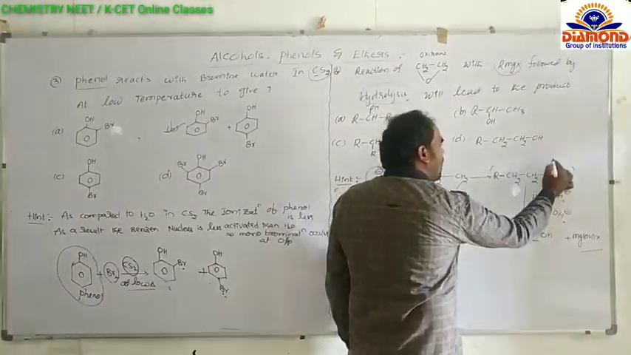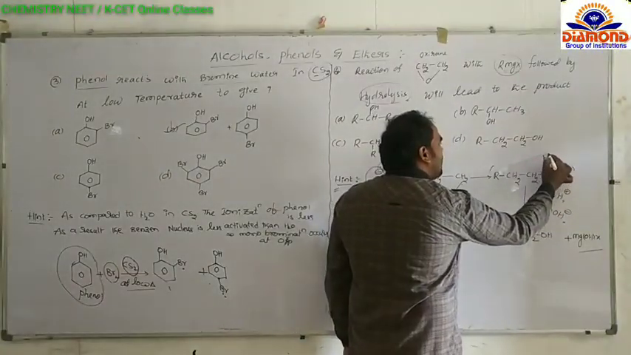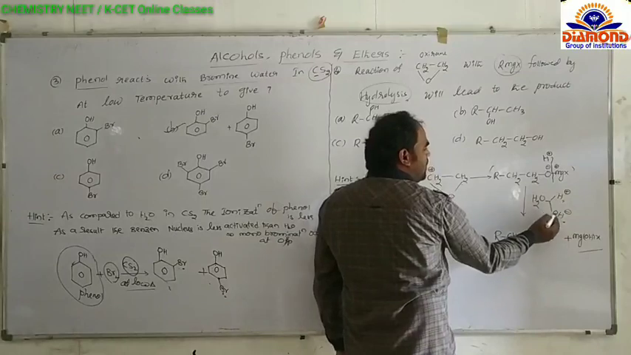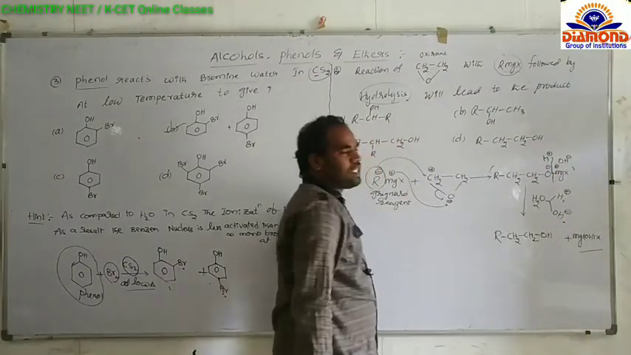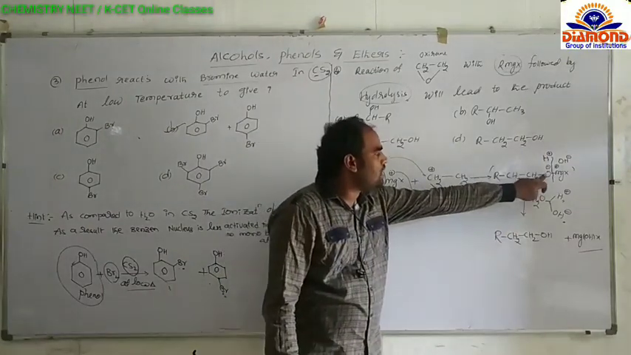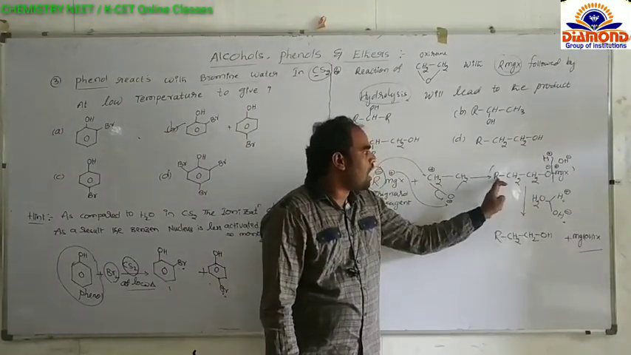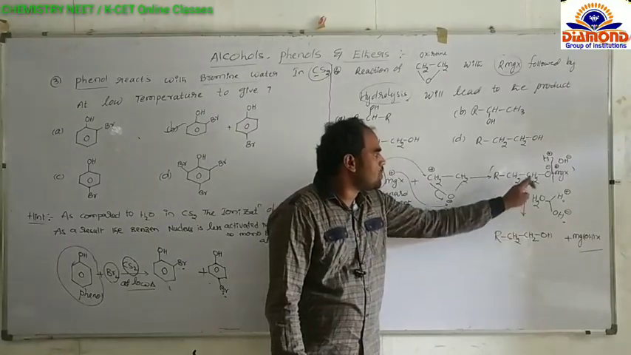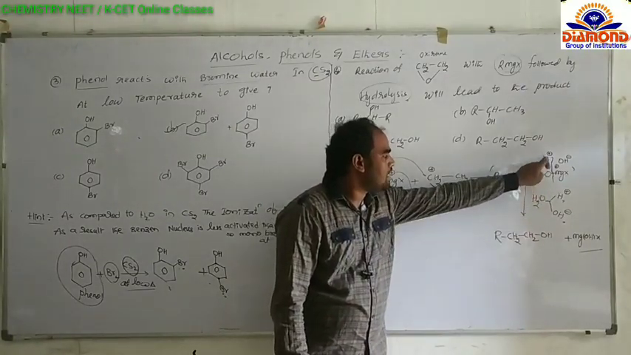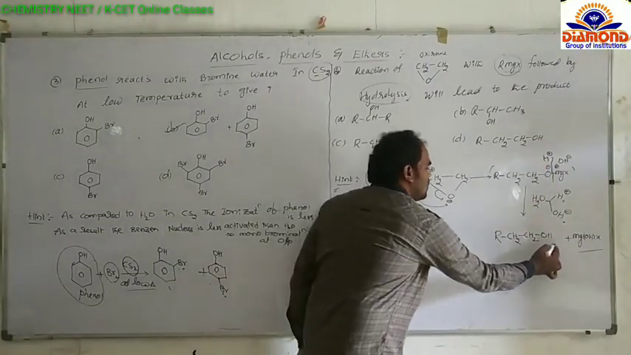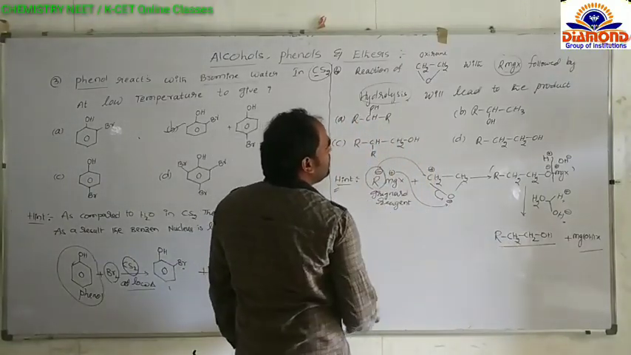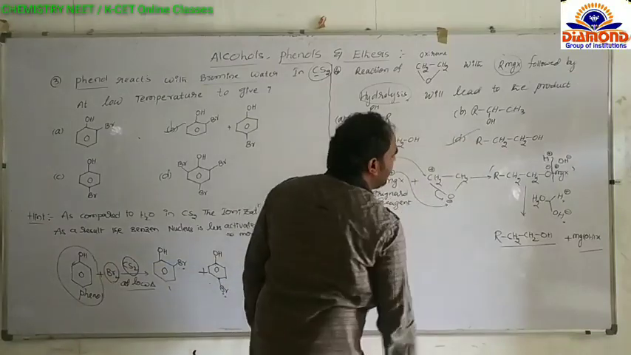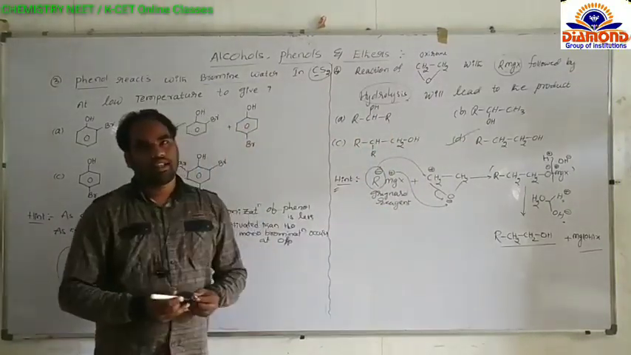So therefore from this water molecule, H plus goes and attacks this O minus, and from this water molecule, OH minus goes and attacks this MgX plus. Then it is converted to alcohol. Therefore R CH2 CH2 CH2 O minus H plus OH2 OH. So this is the product. So therefore what is the answer for this question? D. Okay, so D is the correct answer.